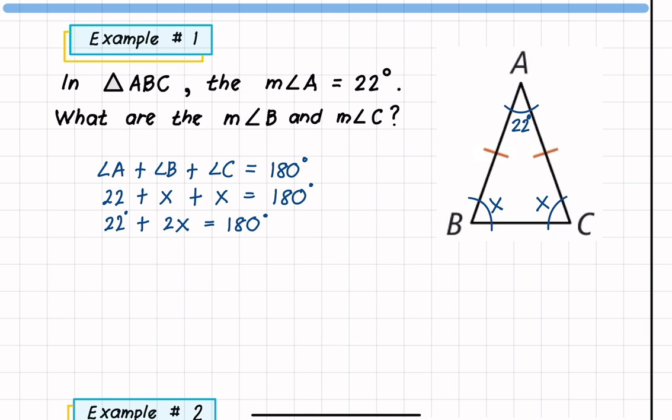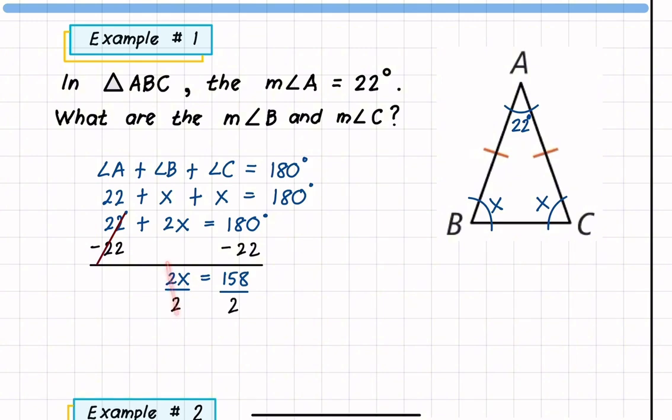Next, combine like terms. We want to eliminate 22 on the left side, so I'm going to subtract 22 from the left and right side of the equation. So 22 minus 22 is 0. Bring down 2x. And then 180 minus 22 is 158. Last step, divide both sides by the coefficient of x, which is 2.